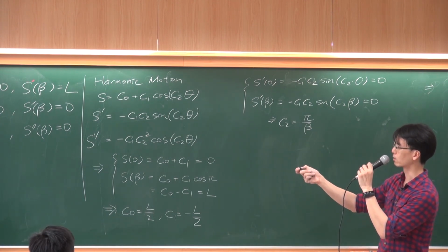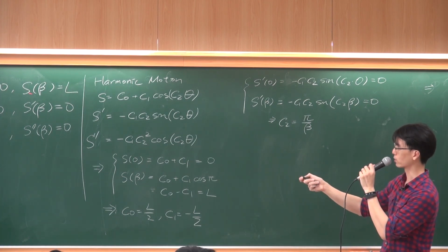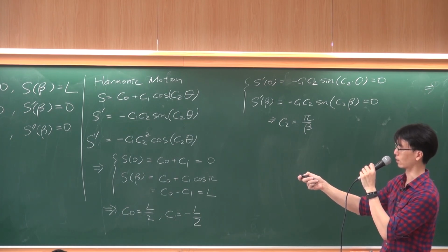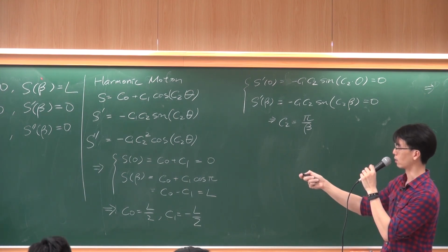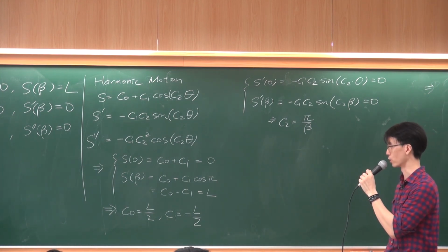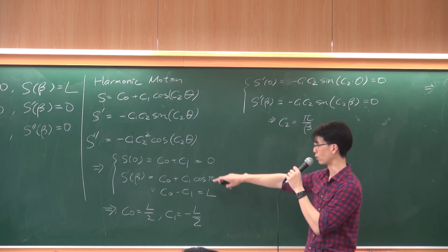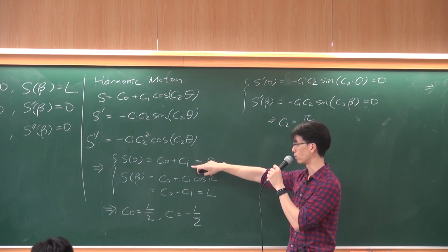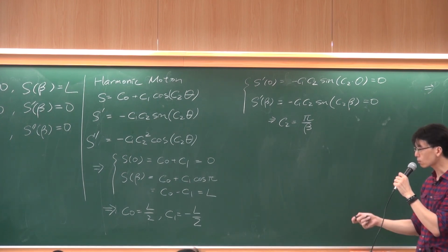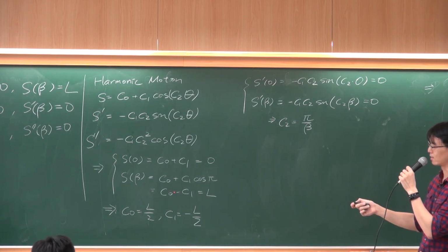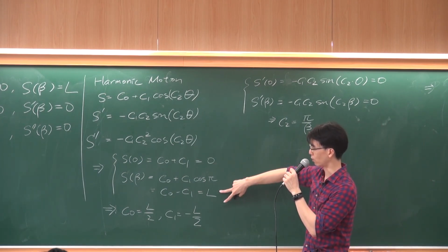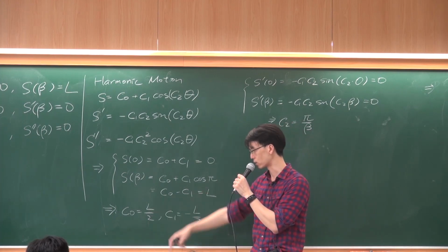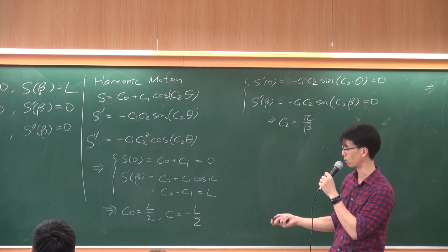So you need to satisfy the first 2 equations first. You just substitute beta equals 0, and S must also equal 0. So you get this first equation. For the second condition, you get a second equation. For the first equation, you get C0 plus C1 equals 0. For the second one, you get C0 minus C1 equals L. So based on these two equations, you can determine C0 is L over 2, C1 is minus L over 2.